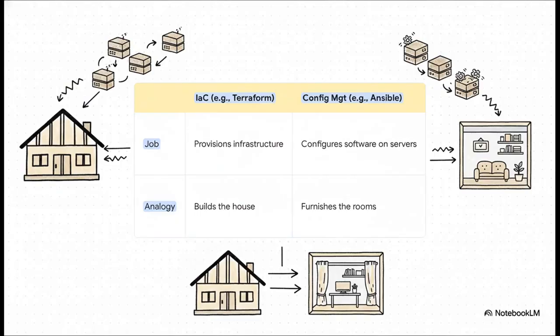Now here's a question I get all the time. What's the difference between an IaC tool, like Terraform, and a configuration management tool, like Ansible? The analogy on this slide is honestly perfect. Think of it this way. IaC tools build the house. They create the actual servers, the networks, the foundations. Configuration management tools furnish the rooms. They go into the house that's already been built and install the software and set everything up. They're different, but they work together beautifully.